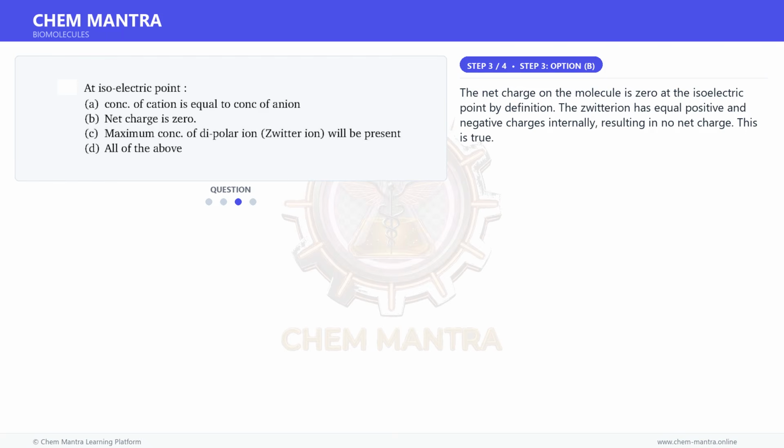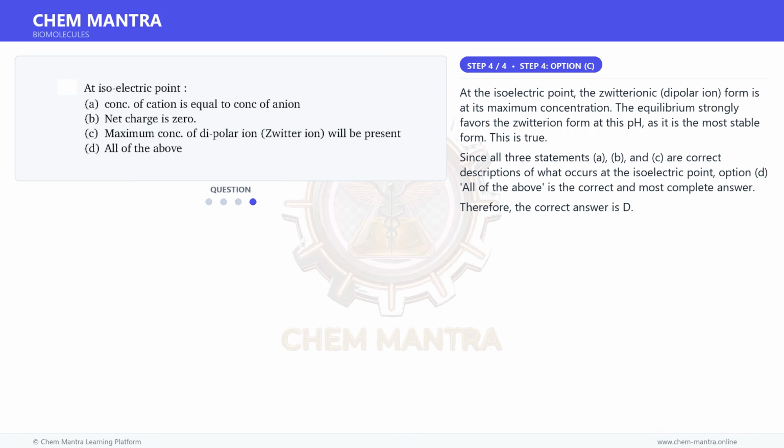The net charge on the molecule is zero at the isoelectric point by definition. The zwitterion has equal positive and negative charges internally, resulting in no net charge. This is true. And for the final step.